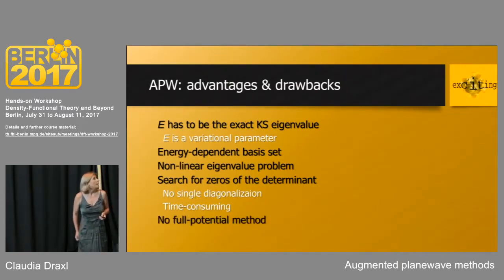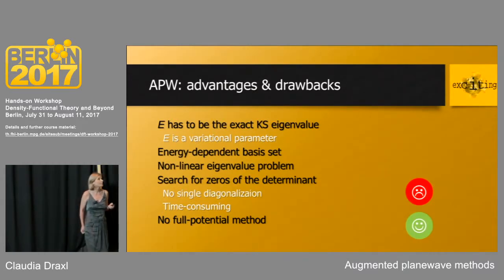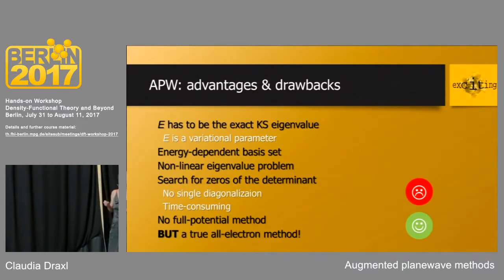It's not a full potential method either. So at least now hardly anyone is using it anymore. So there was no full potential description of this. And this, of course, means that you have a lot of drawbacks using this methodology. But there's one advantage, and this is that it's a true all-electron method, because with this basis set, searching for each energy separately, you can treat any of these eigenvalues from the 1s up to the valence range.